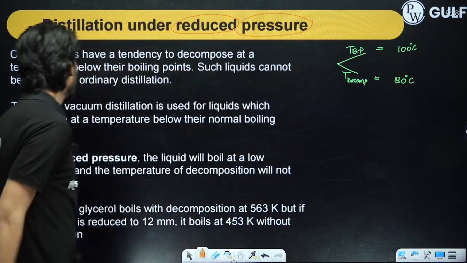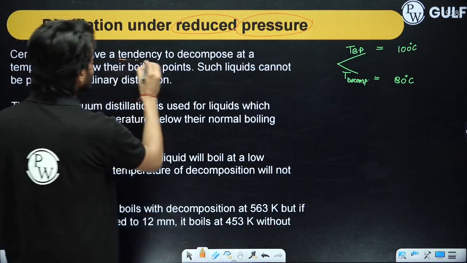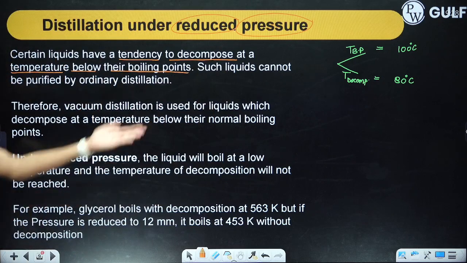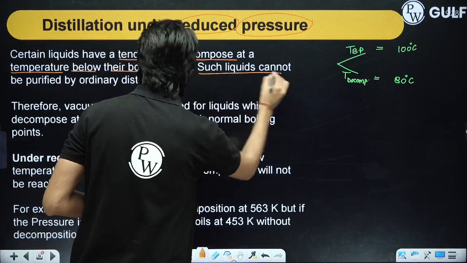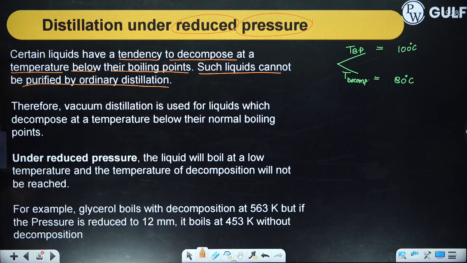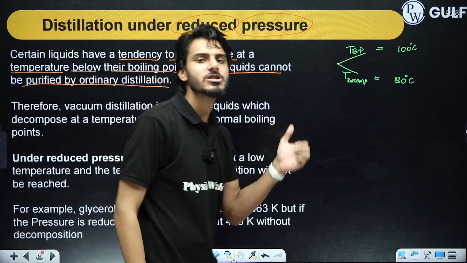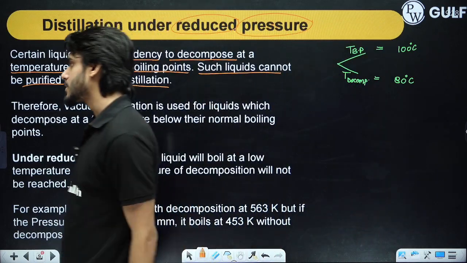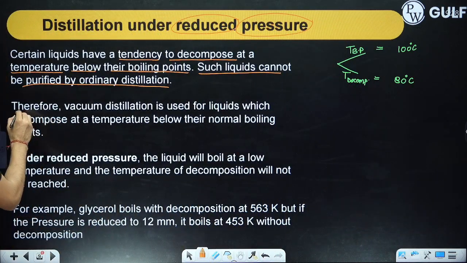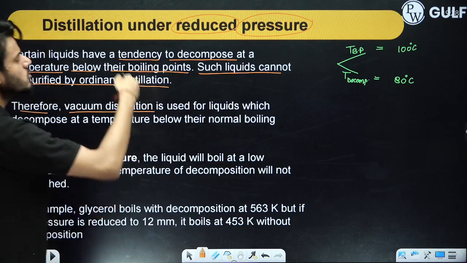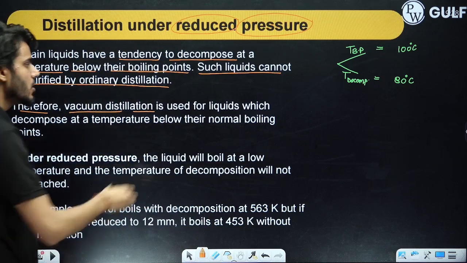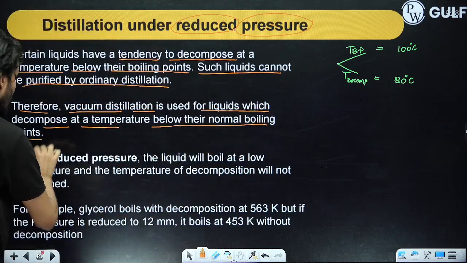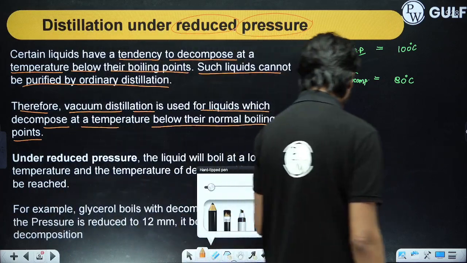Now let's understand this. Certain liquids have a tendency to decompose at a temperature below their boiling points. Obviously, that was the case. Such liquids cannot be purified by ordinary distillation. You cannot use ordinary distillation in such cases, because rather than getting vaporized, it will decompose to make a new chemical substance. Now this is the problem. Therefore, vacuum distillation is used. We also call this whole method vacuum distillation, for liquids which decompose at a temperature below their normal boiling point. Now this is very, very important to understand.